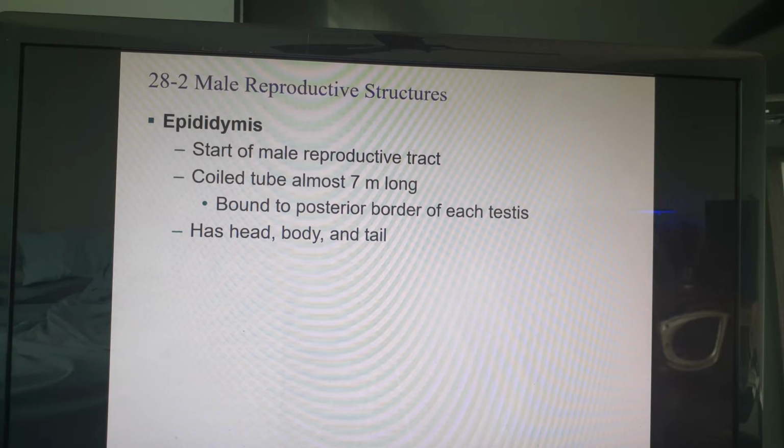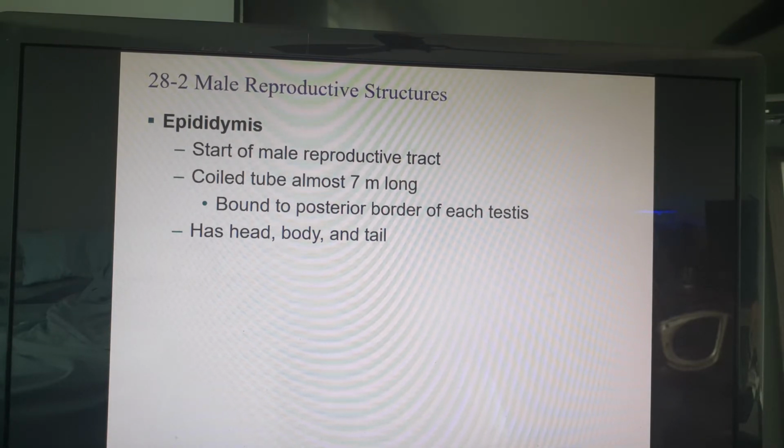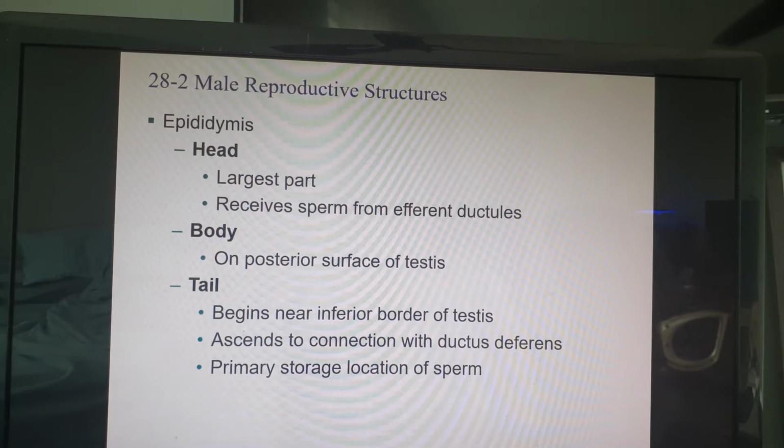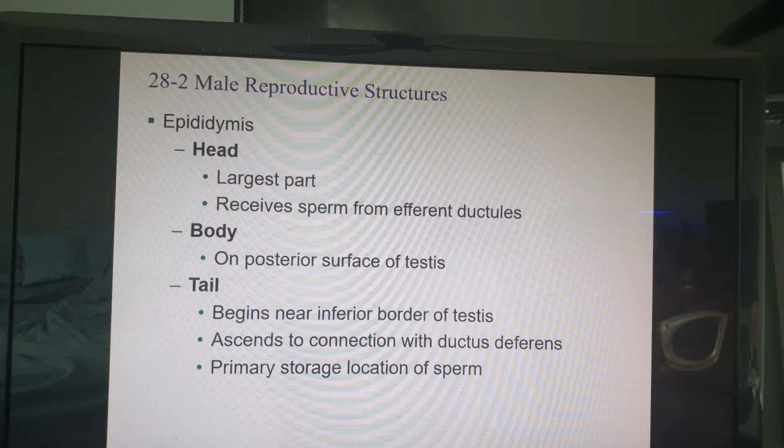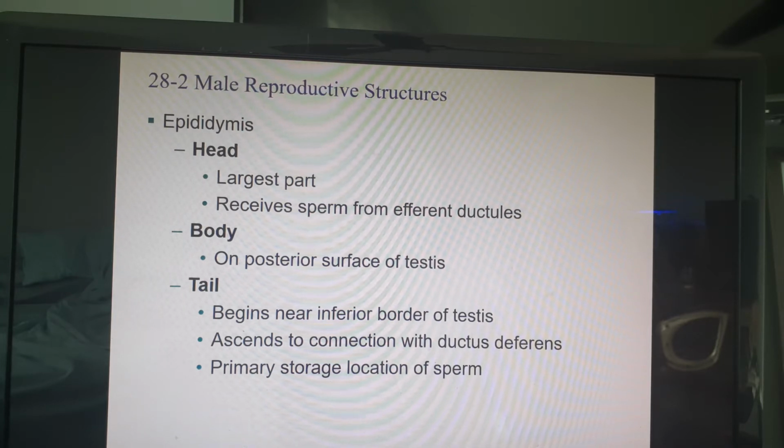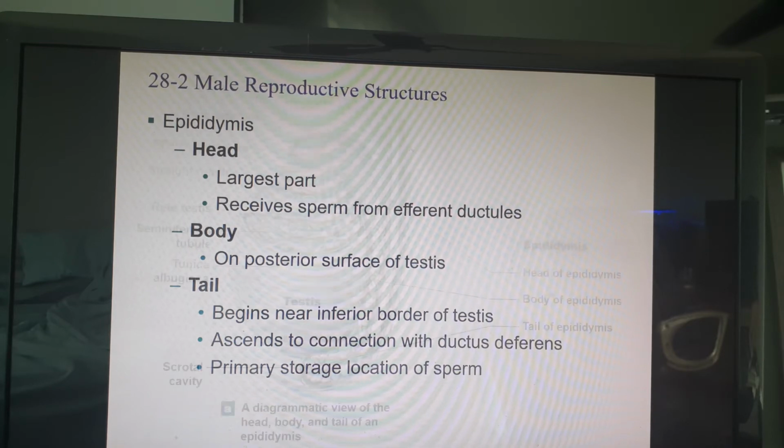And within the epididymis, we have a region identified as the head, the body, and the tail. The head's the biggest part, and it's the earliest part. It receives the sperm directly from the testes. The body runs along the back of the testes, and then the tail is where it goes down to the bottom of the testis and begins to turn upwards and become the ductus deferens. And this is where we're going to store most of the sperm after it's produced.